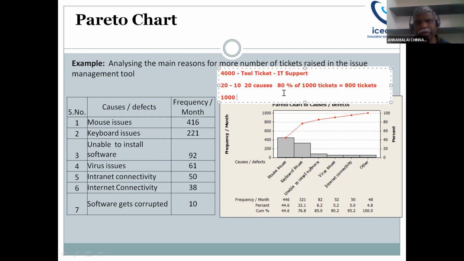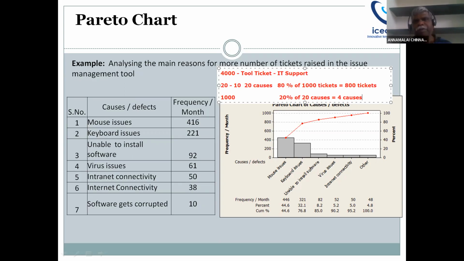80% of the problems are caused by 20% of the causes. So that means 20% of 20, which is the total number of causes. So 20% of 20 causes is equal to 4 causes. That means 4 causes out of these 20 causes are resulting in 800 tickets. And if you focus only on these 4 causes, then 80% of the problem will be solved.